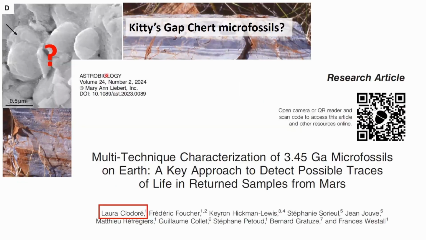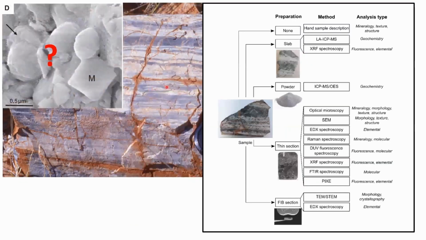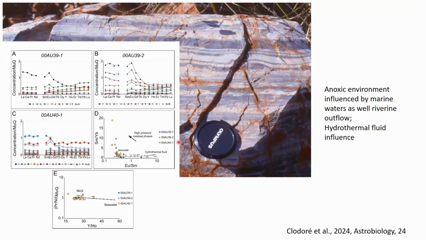Yes, sorry, this was published in Astrobiology last month in February, so it's freely available. So she used a huge range of techniques to provide information, firstly about the environment, because we wanted to understand what kind of environment these microorganisms lived in. The various analyses, especially analyses of the rare earth elements, demonstrated that this was an anoxic environment influenced by marine waters as well as riverine outflow, and that there was hydrothermal influence.